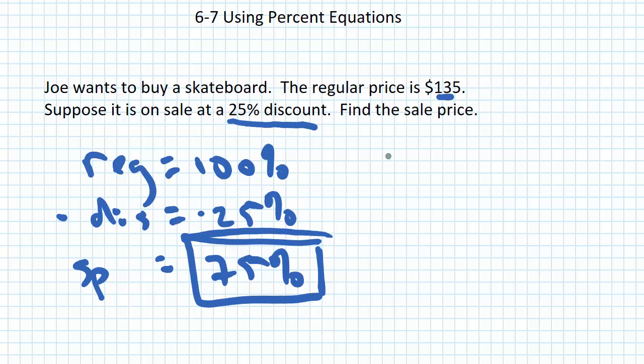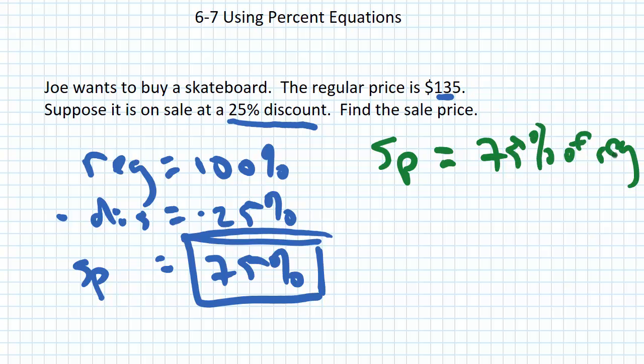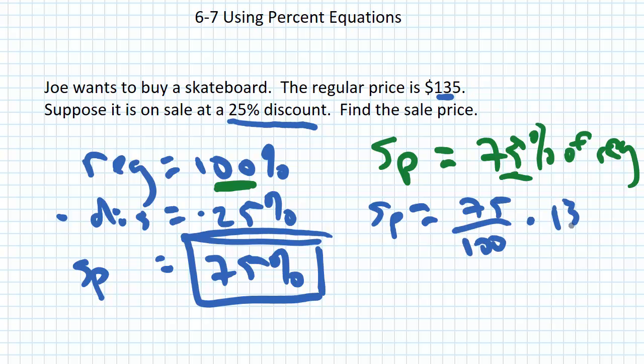Okay, so yet another way is I could say the sales price is equal to 75% of the regular price. Because if it's 25% off, I have to pay the rest of the 100% of the original. They're taking 25% off for me, so I only have to pay 75%. So I can just go back and direct translate this. The sale price is 75% of the regular price.